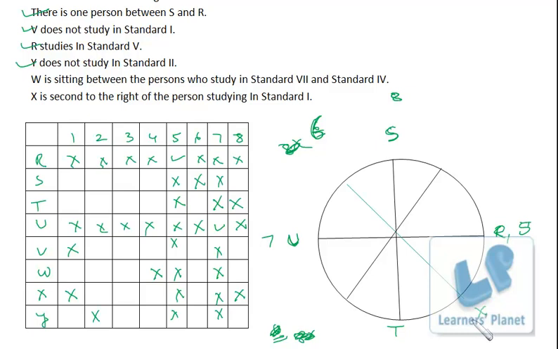The difference between these two is 2 positions. So there's just one combination. So 8 and S is the combination. That means S is in grade 8. So S is in grade 8, so the remaining are cancelled.